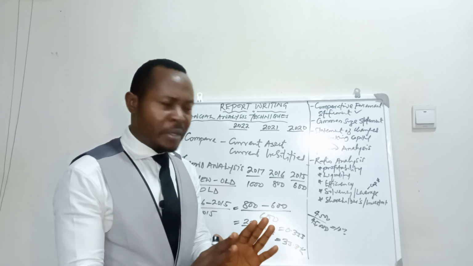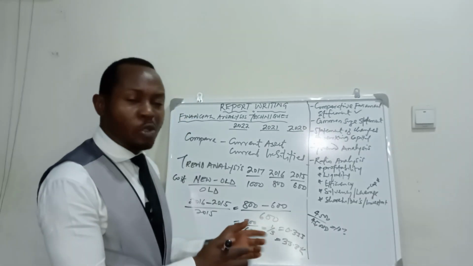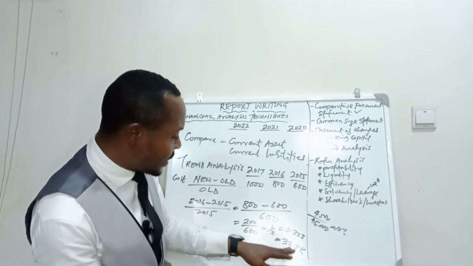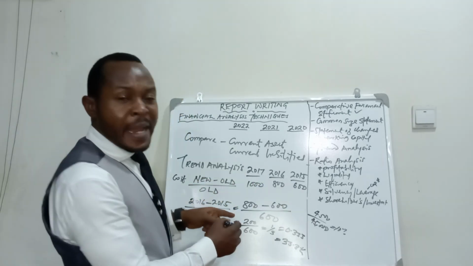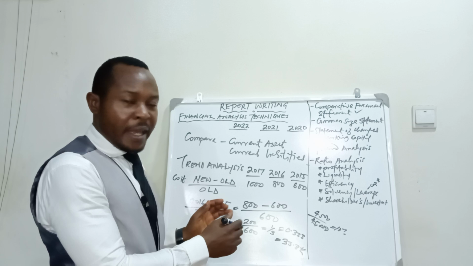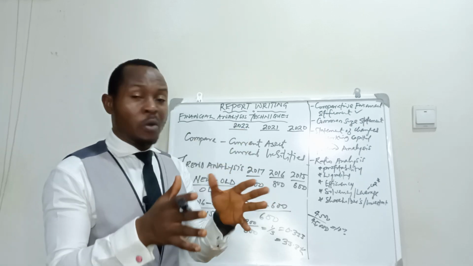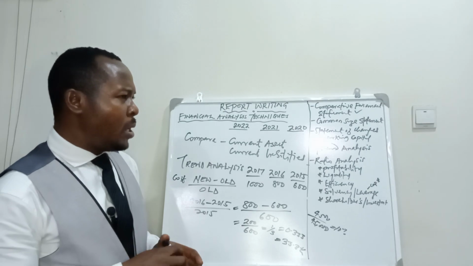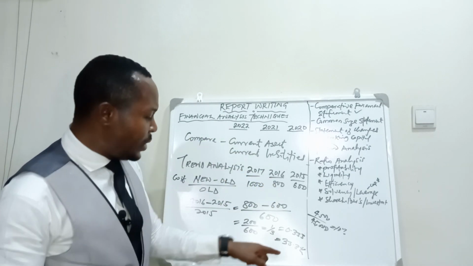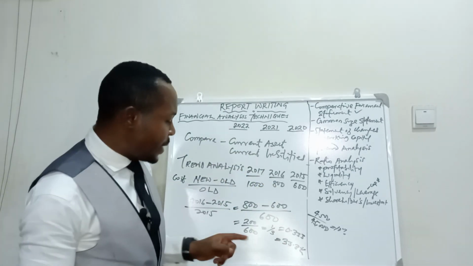I hope this is clear to us. You understand it? Which can be translated to a $200 increment. That means 33% of whatever is here is $200. So whoever is reading your report will know that these people did well, and this is the rate at which they did well. They will use the percentage and this.